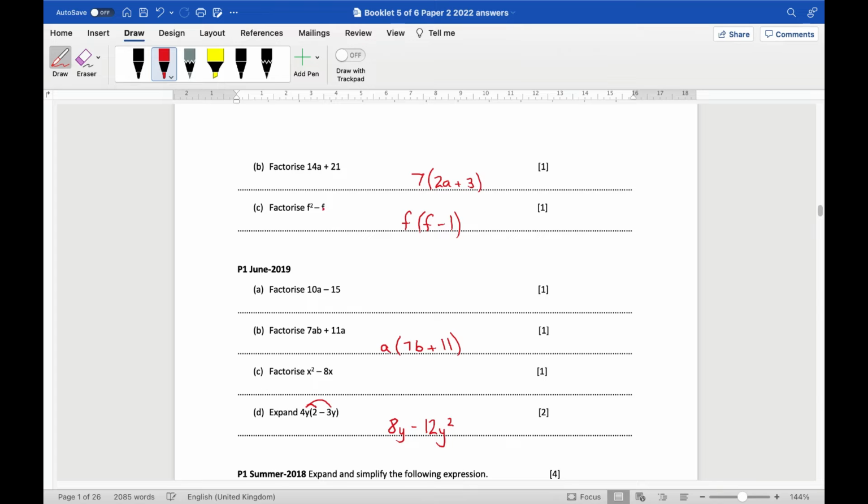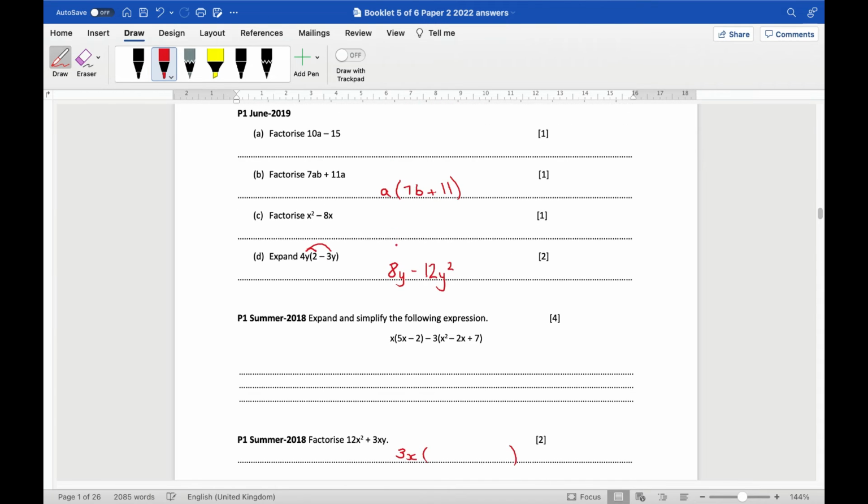Somewhere we're taking out a letter. So here, because there's an F in both, I've taken the F out. If I take one F out of there and an F out of there, I'm left with F minus 1. This was dodgy because I was looking for a number, but there's no number that goes into 7 and 11, so the only thing that can come out there is an A.